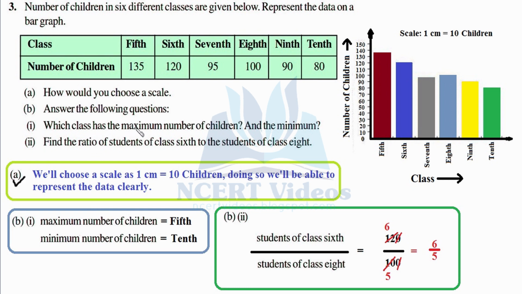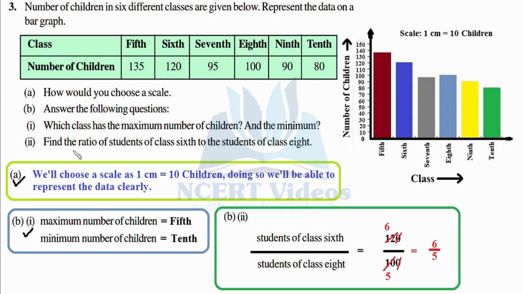Which class has the maximum number of children and the minimum? Well, maximum is represented by the tallest bar and minimum is represented by the shortest bar. So with mere observation, you can see that 5th is largest and 10th is smallest. Therefore, maximum number of children in 5th standard and in 10th standard, the minimum.